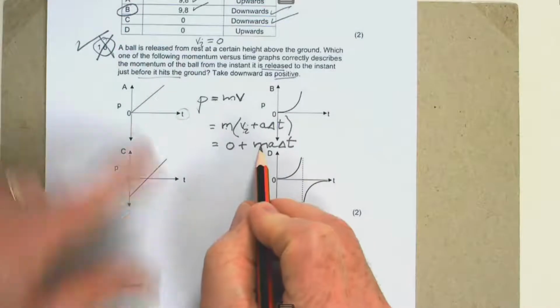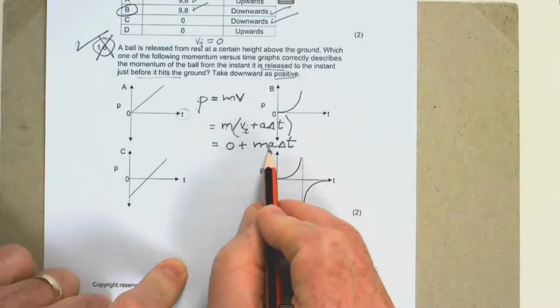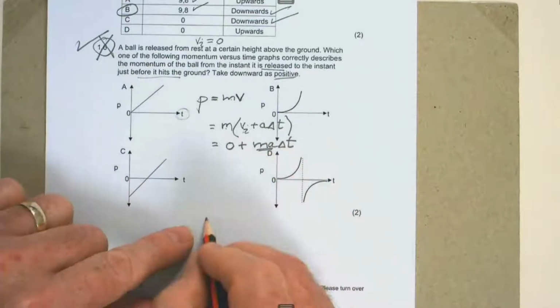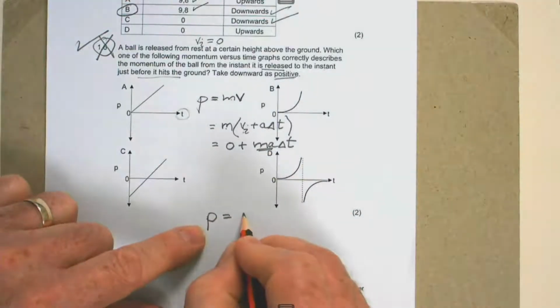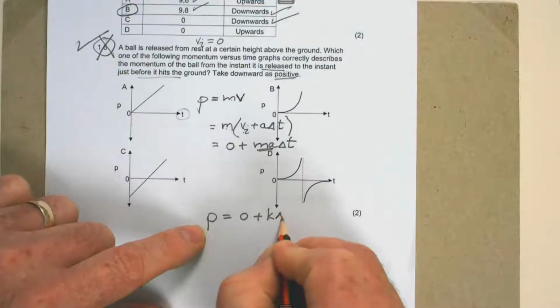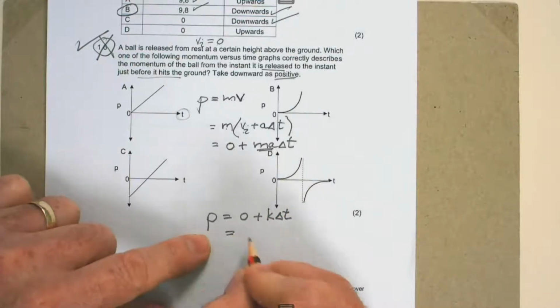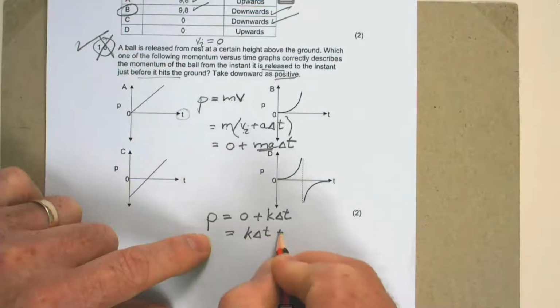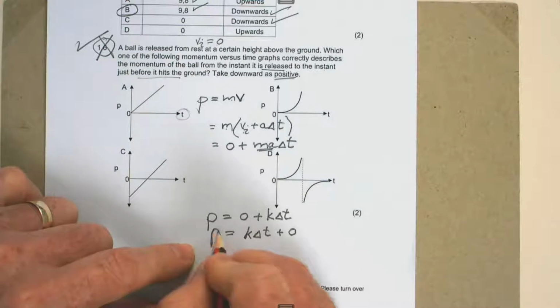Now the mass of the object remains the same, obviously. The acceleration remains the same. So this part is a constant. In other words, P can be written as 0 plus a constant multiplied by delta T. Now I'm just going to swap this around and say K delta T plus 0. That is equal to P.